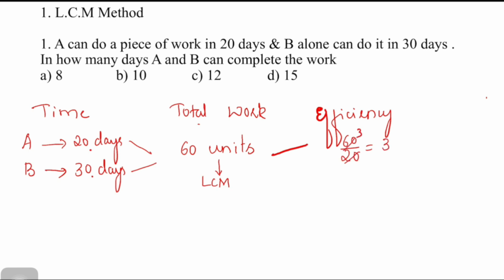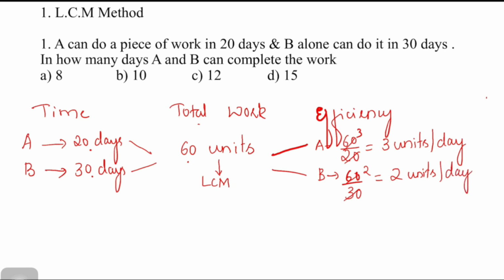1s are 3s are. So it is 3 units per day. A can do 3 units per day. Similarly, what about B? B can do how many units per day? It is given by the total work 60 divided by the total days, so 60 by 30, which is equal to 2. That means B can do 2 units per day. So this is the efficiency of A and B.